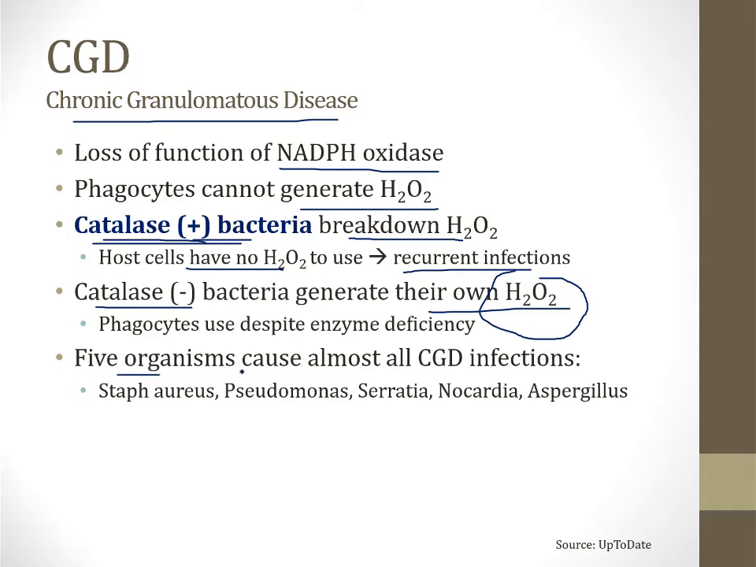And so because of all this biology related to the catalase enzyme and free radicals and the respiratory burst, there are 5 organisms that cause most of the infections in patients with CGD. They're shown on this slide here, and all of these are catalase positive. They break down their hydrogen peroxide and don't leave any for the phagocyte to use.